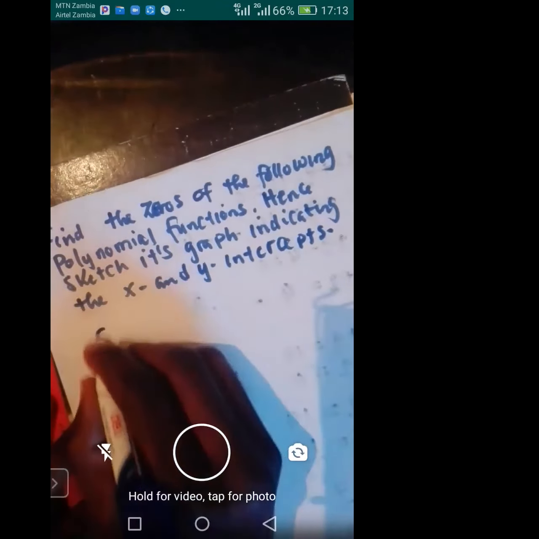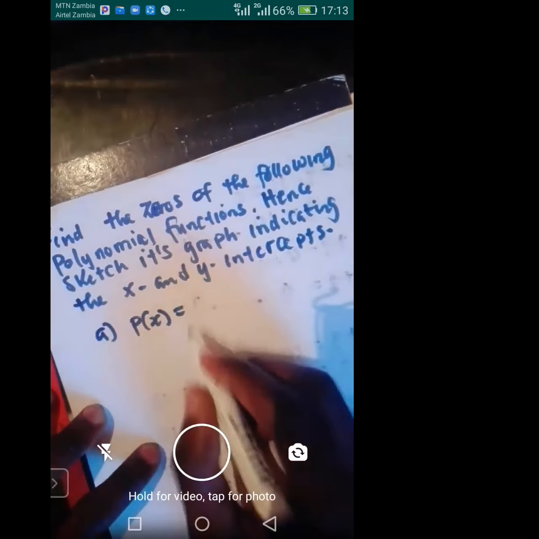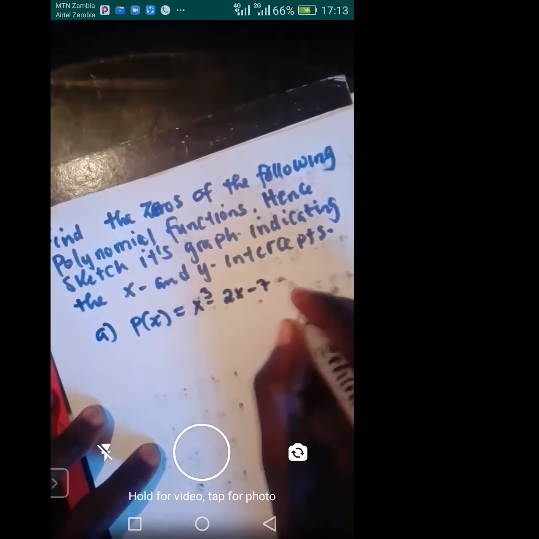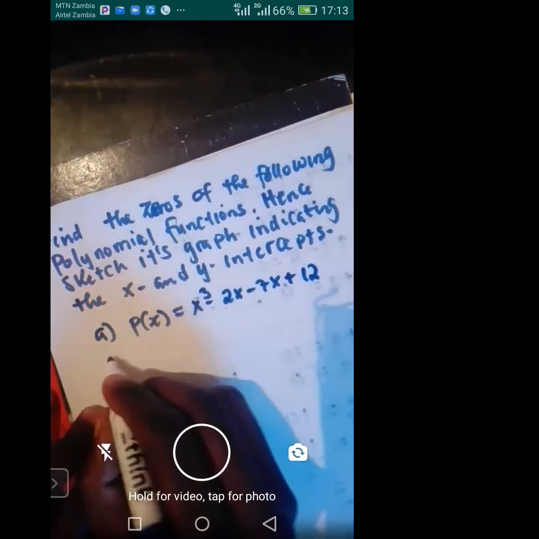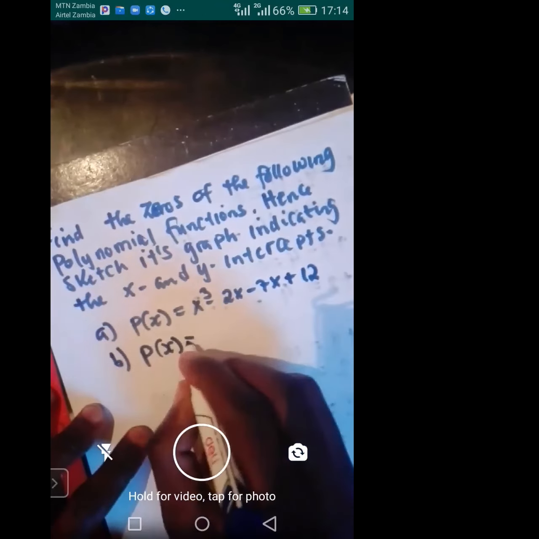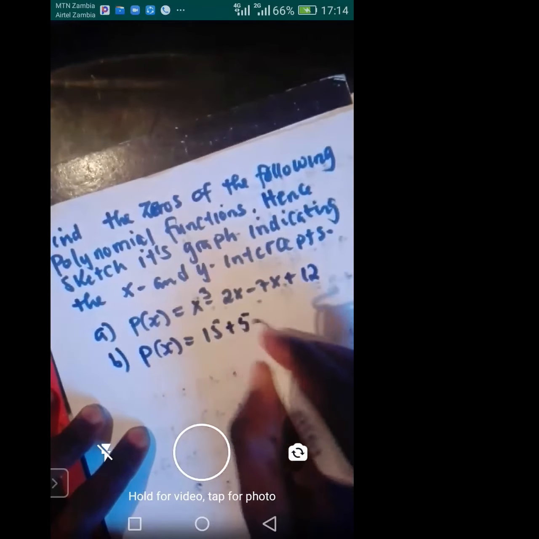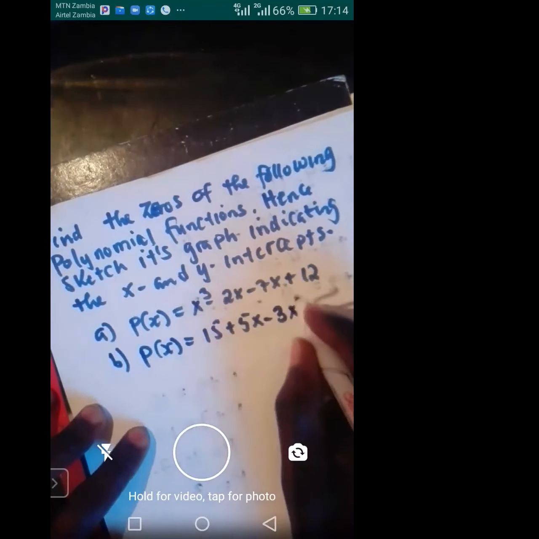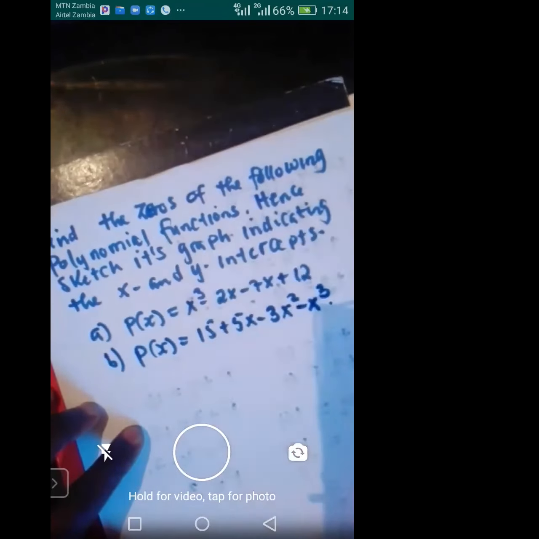So you have that P of x is equal to x to the power 3 minus 2x squared minus 7x plus 12. Then B, we have that P of x is equal to 15 plus 5x minus 3x squared minus x to the power 3.